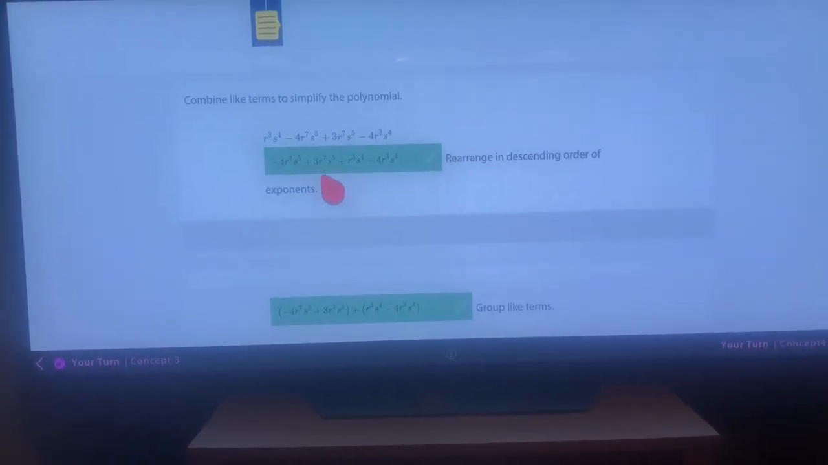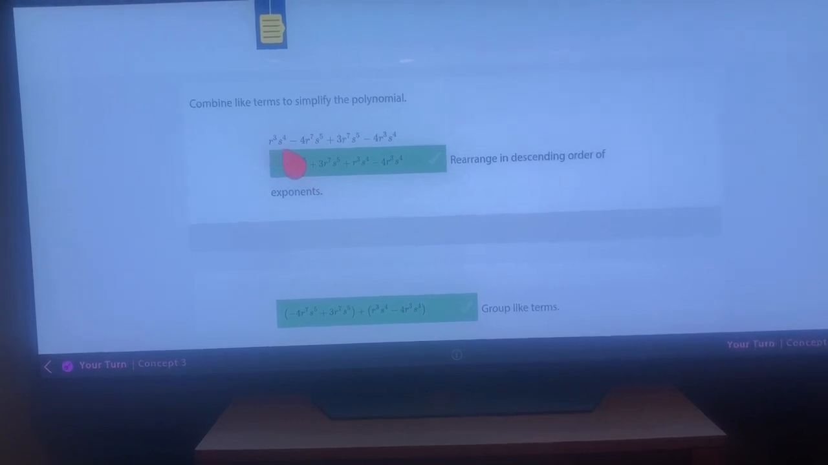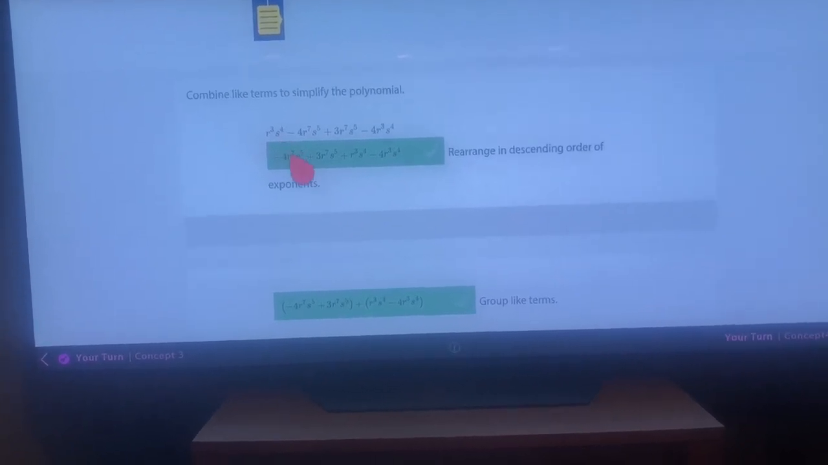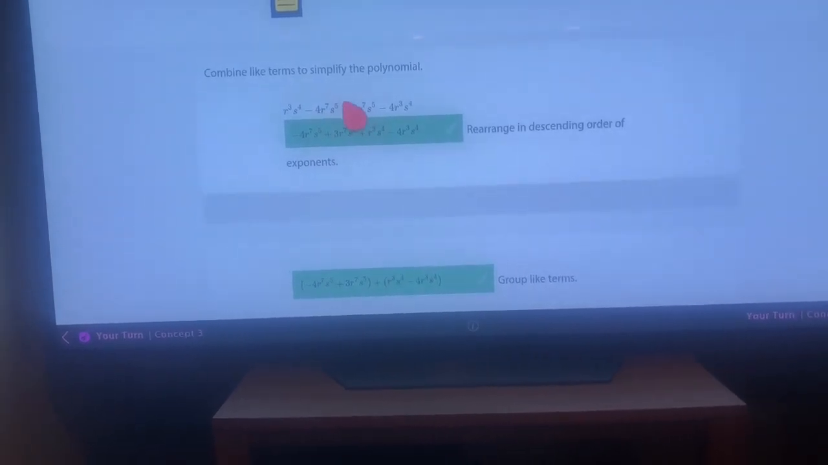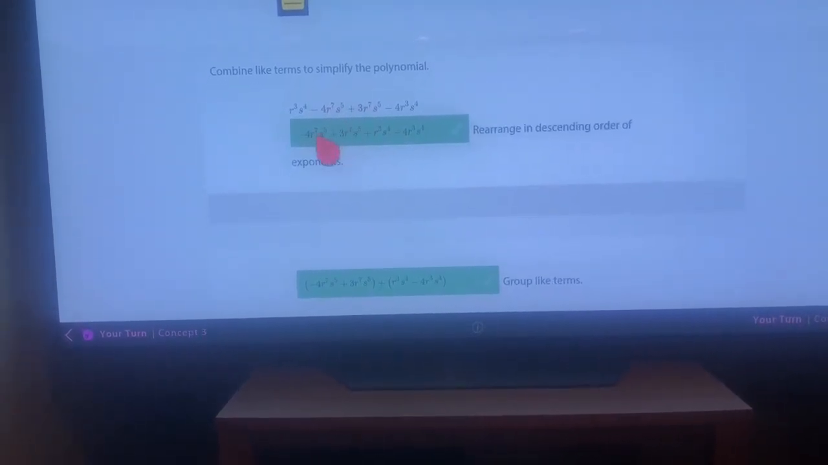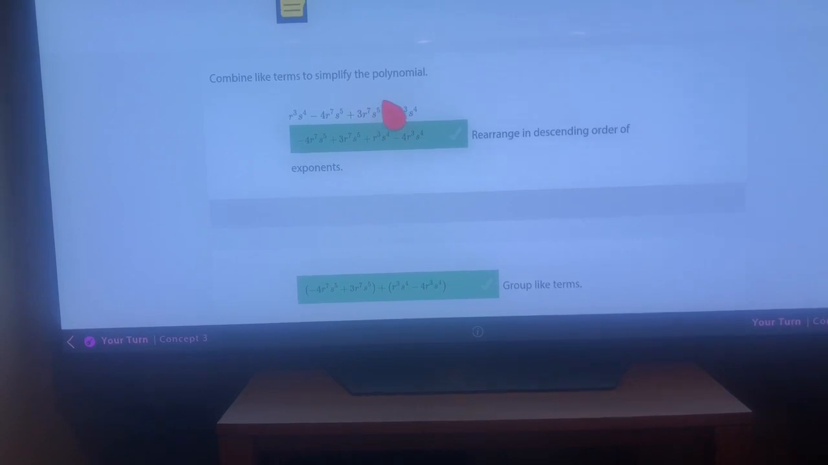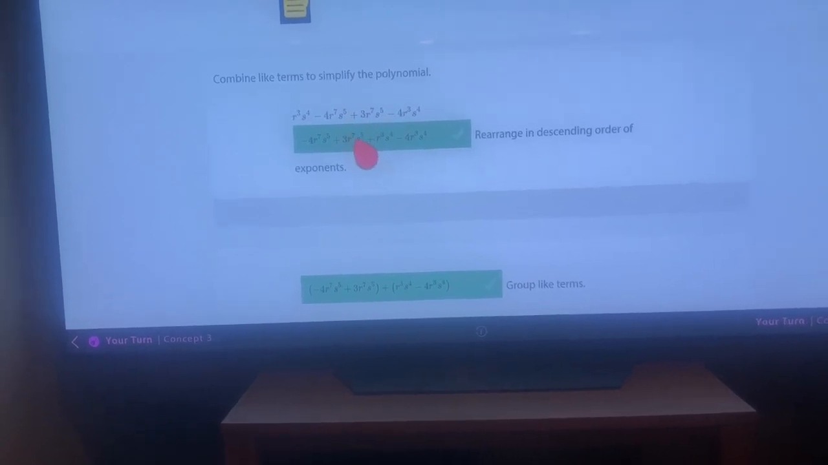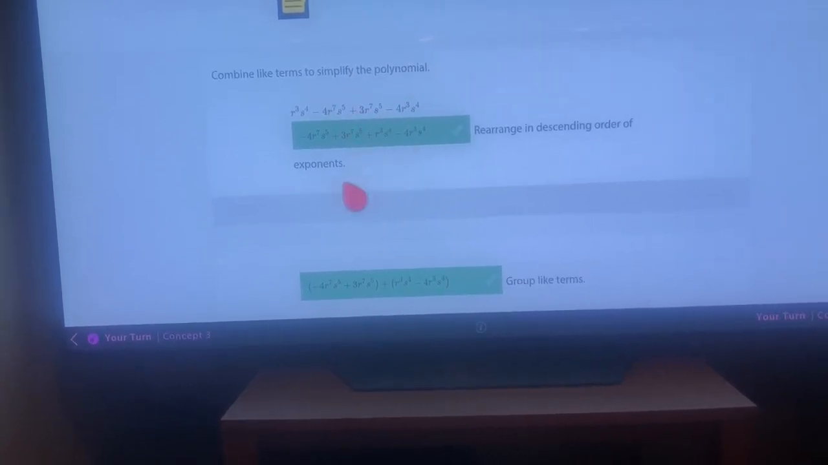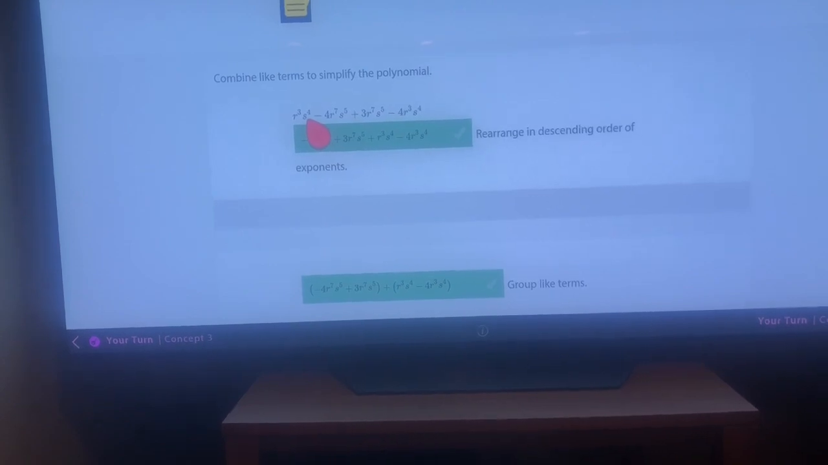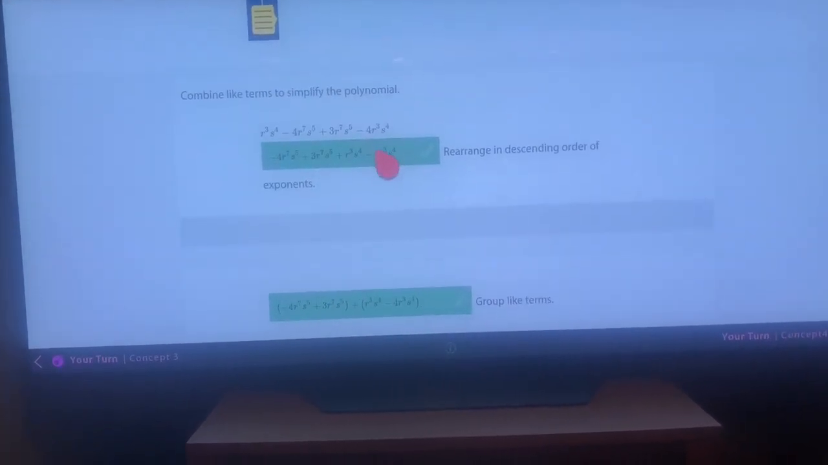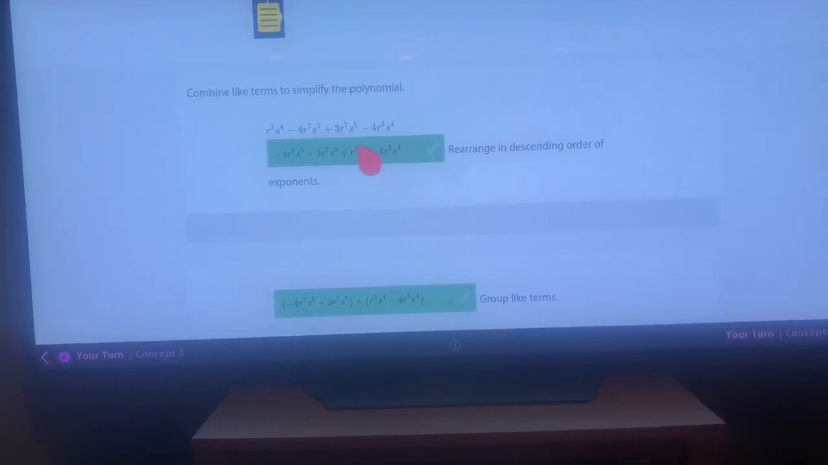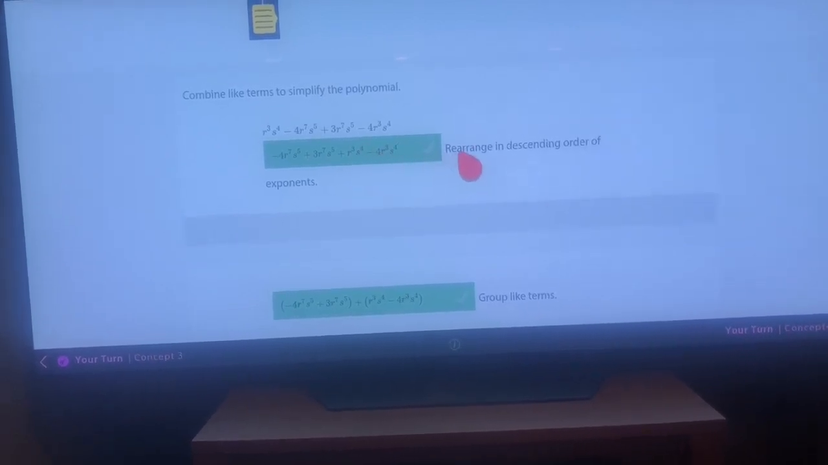All right, so let's look at one here. First, we're going to rearrange these in descending order. Okay, so this has the highest degree, 7 plus 5 is 12, and 7 plus 5 is 12. So we put those two first. These two guys, both the first term and the fourth term, both have a degree of 7. So we would put those in the 3rd and 4th spot.